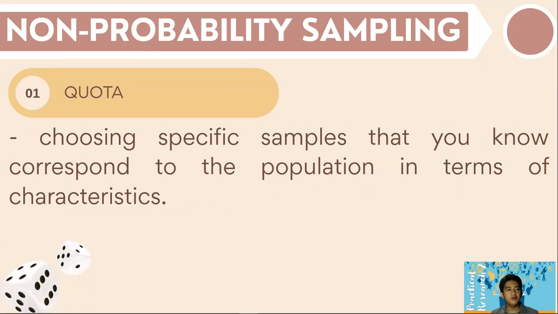So here, in order for you to come up with your sampling, you are going to look into what you wanted to have as part of your research study. In quota sampling, we just wanted to have specific samples from the population. For example, you just wanted to have only STEM students, and there are only a few STEM students, so they will become part of the quota sampling. The next one is convenience sampling.